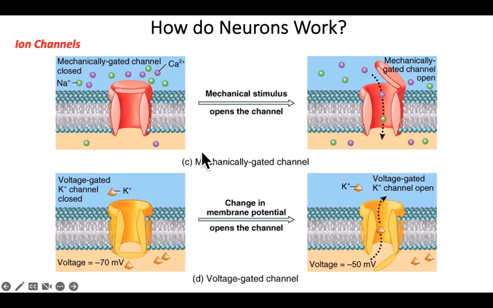And then we have voltage-gated. Voltage-gated channels open when the voltage changes. In this panel, it shows that there's a voltage of negative 70 millivolts. And then because that changed to negative 50, it opened this channel. So voltage-gated channels are going to be very important during the formation of an action potential. Okay, so that just introduced us to different types of ion channels.